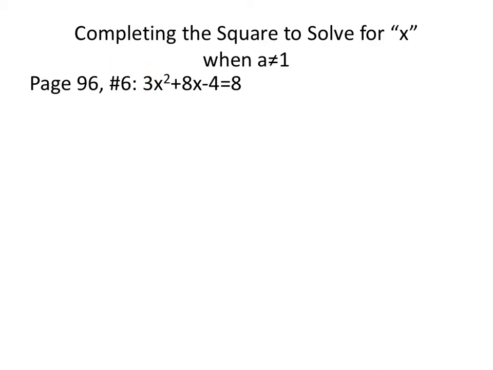If we want to solve that problem, we need to first get all of our terms on one side. So I'm going to start off by subtracting 8 on both sides. When I do this, I end up with 3x squared plus 8x minus 12 is equal to 0. Now I have this in standard form, and I'm ready to take care of this 3.